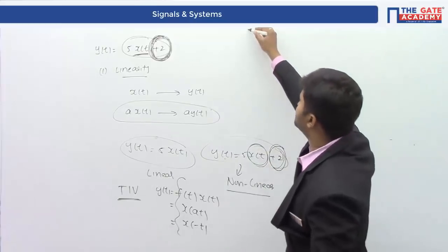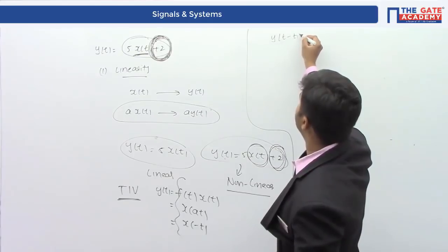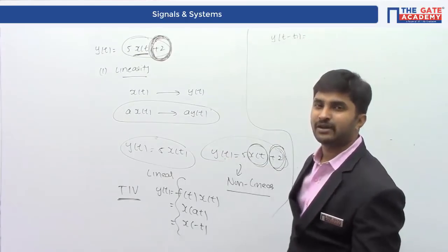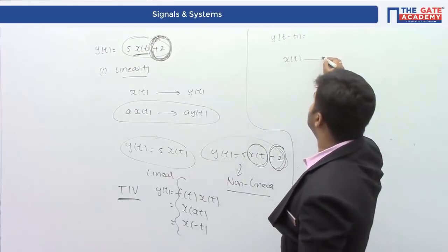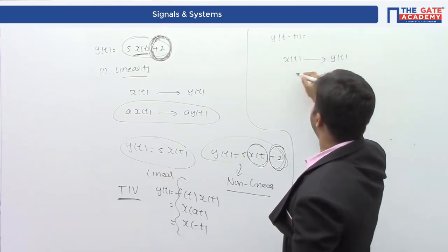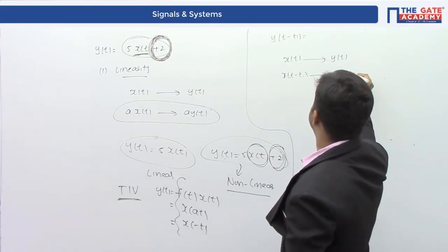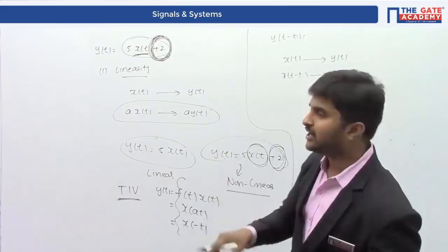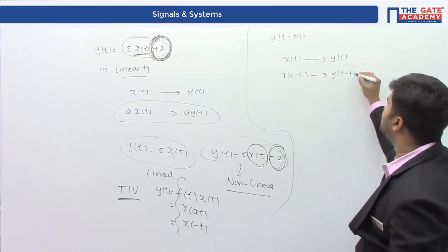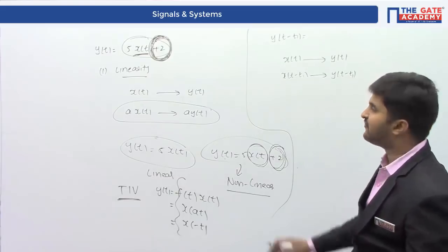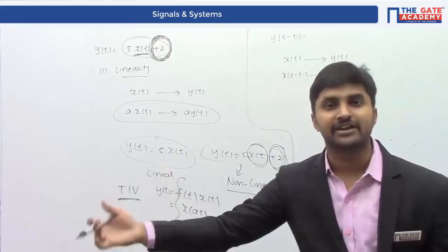So the actual process of checking it is that first of all we will find out y of t minus t1. And what is our aim? Our aim is that if you have a system x of t for which the output is y of t, then x of t minus t1 has to lead to the output y of t minus t1. If it does not lead, it's going to be a time variant system. Otherwise, it's a time invariant system.